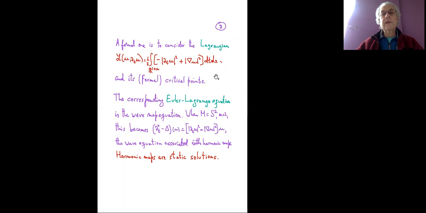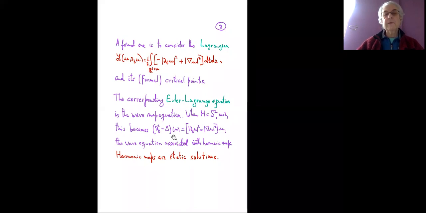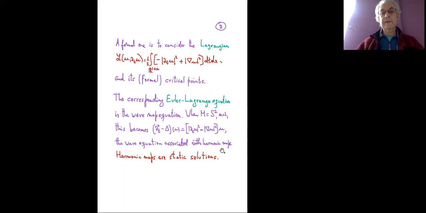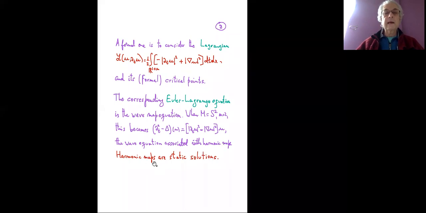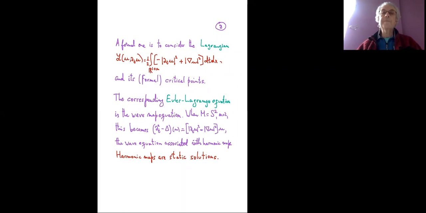In the case when the target manifold is the sphere, and we start from R2, the equation becomes d squared t u minus Laplacian of u, so this is the D'Alembertian, equals to (d_t u)^2 minus |grad u|^2 times u. And this is the wave map associated with harmonic maps. And clearly from these formulas, you can see that static solutions are harmonic maps, because this is 0, this is 0, and then that's the harmonic map equation that I wrote earlier.